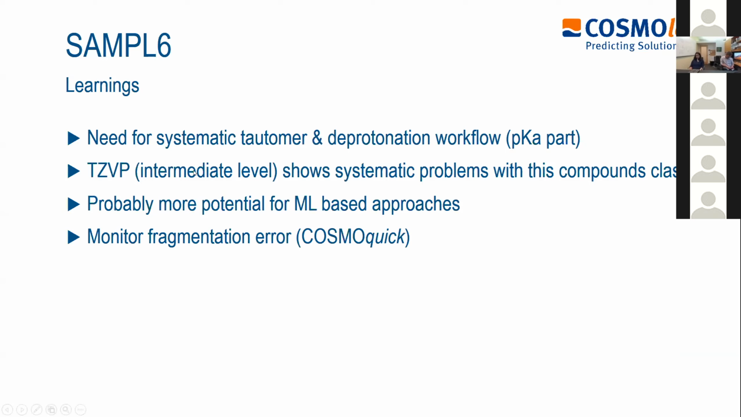We also tried different parameterizations, but the test set did show that there are systematic problems with this compound class. Interestingly, this parameterization was used for the COSMOquick approach. So the machine learning correction was able to improve on the systematic error. And yeah, as we have seen with the non-fragmentation approach, there is probably some more room for machine learning-based approaches on this kind of data set. And we also have to be careful to monitor this fragmentation error in COSMOquick, which can be quite drastic.